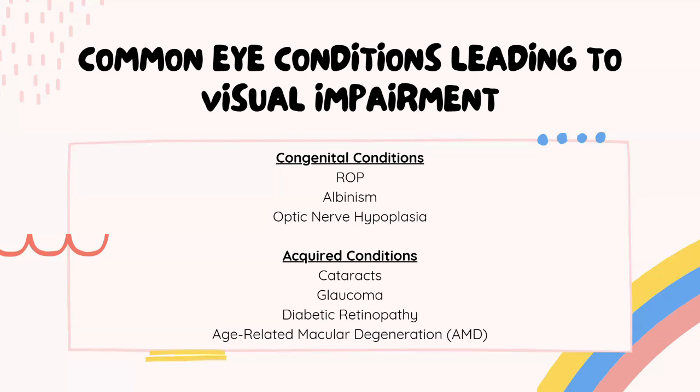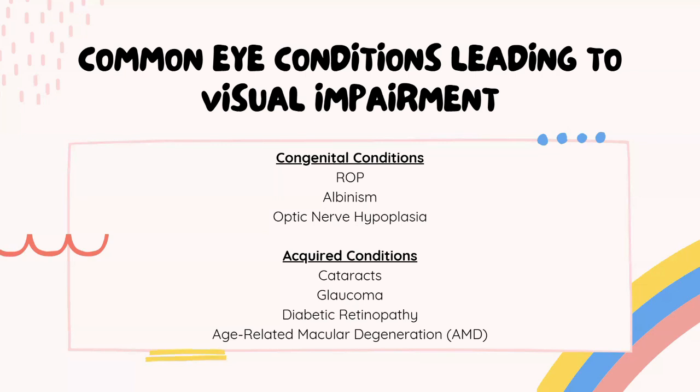Let's proceed to acquired conditions. First, we have cataracts. These are clouding of the eye's lens, common in aging. An elderly person with cataracts may find it difficult to recognize faces. Next, we have glaucoma, which is the damage to the optic nerve, often due to increased eye pressure. So, a patient with glaucoma may lose peripheral vision, making it hard for them to navigate around crowded areas.